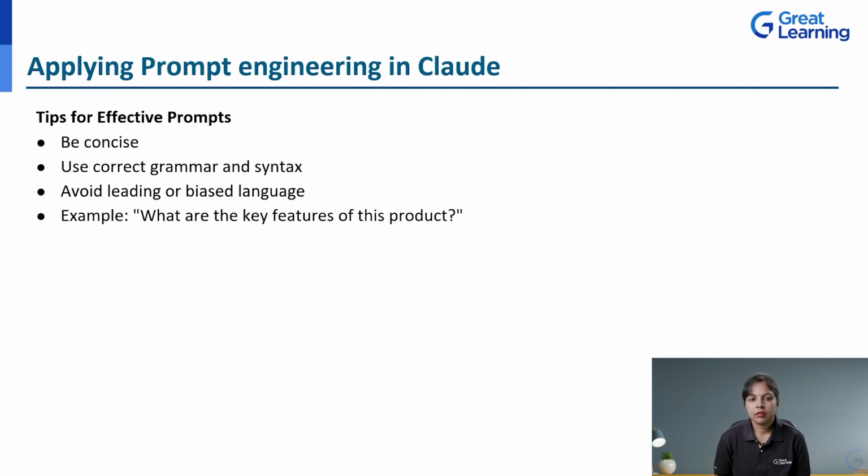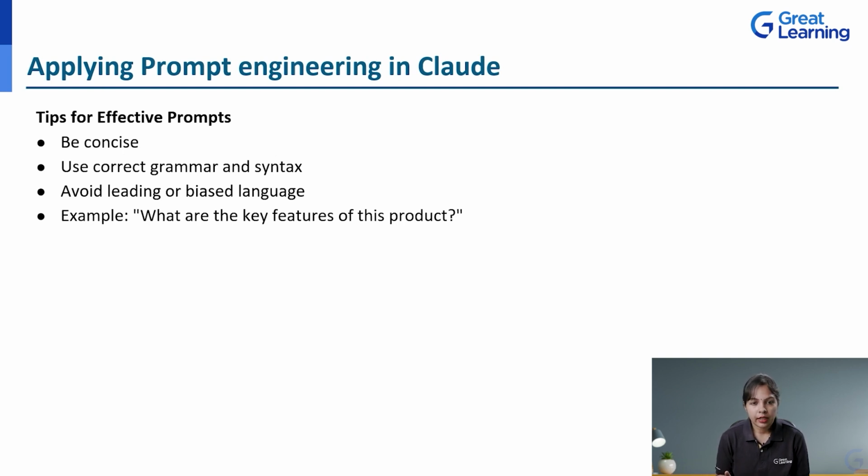Okay, so once again, what are the tips for an effective prompt? The first one is be concise. As I said, you have to mention everything. What is the input? What is the context? What is the output? Certain adjectives, if you want your output to have those features. But at the same time, you have to be concise. You don't have to write a whole story behind it. Be very concise with what you expect from Claude.